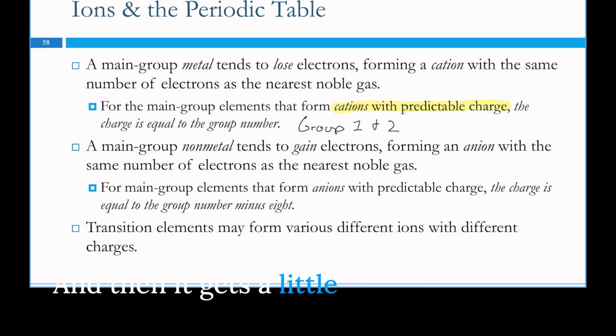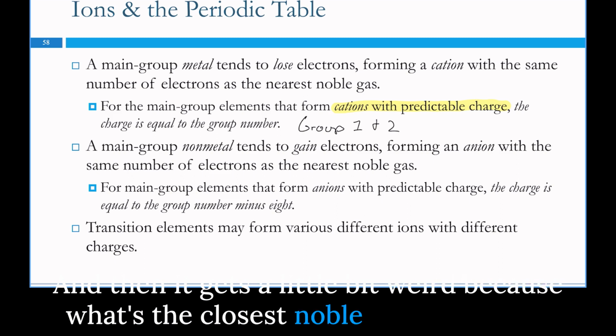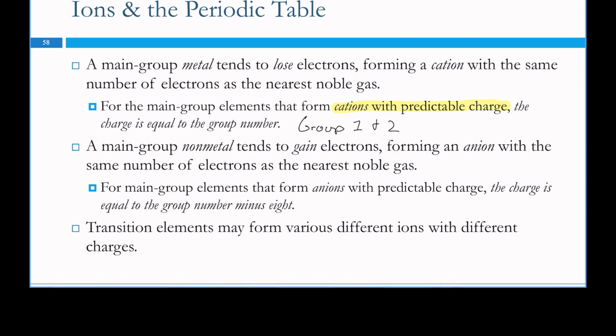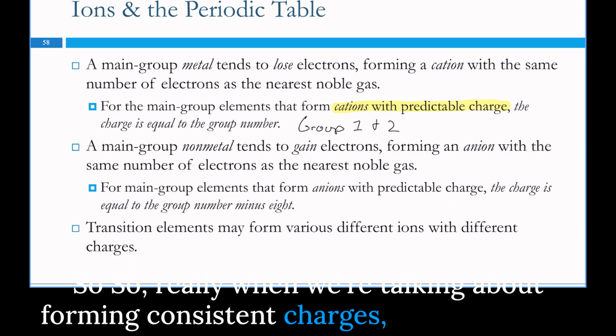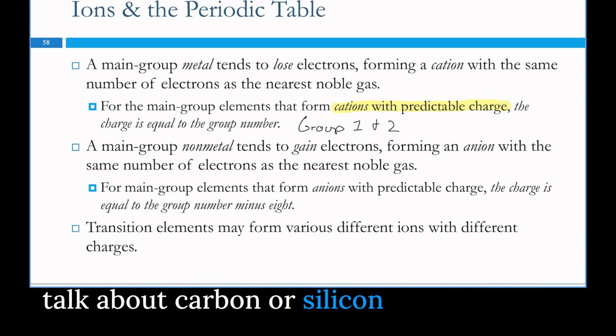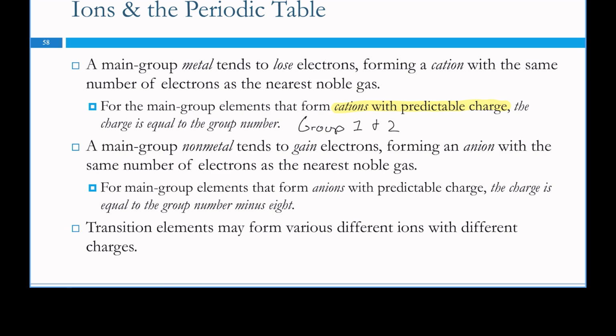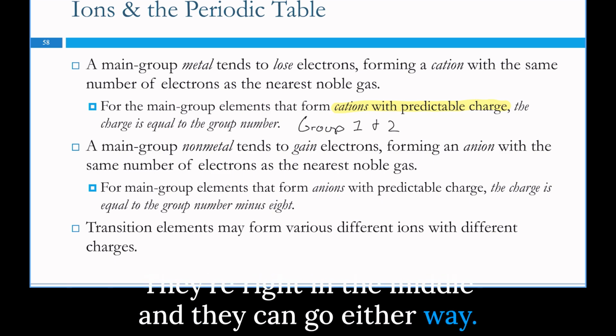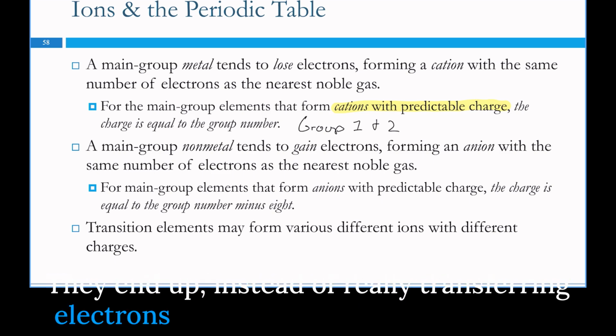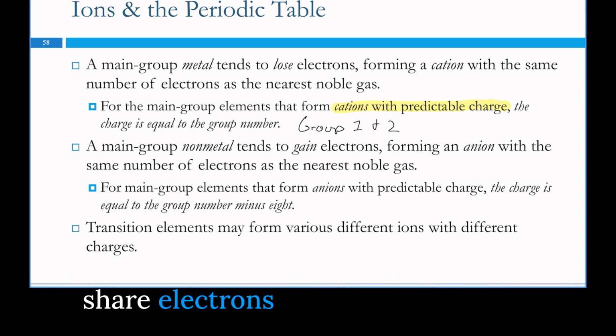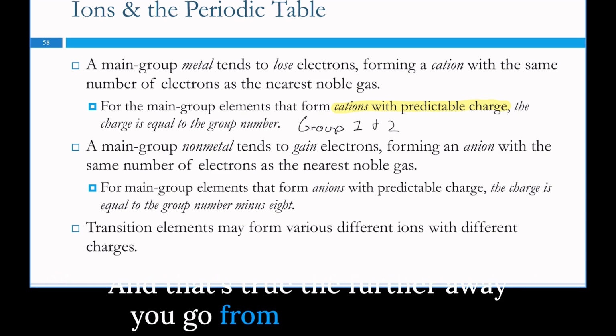And then it gets a little bit weird because what's the closest noble gas for carbon? It's in the middle. So really when we're talking about forming consistent charges, we don't really talk about carbon or silicon or germanium. They're right in the middle and they could go either way. Instead of really transferring electrons and forming true charges, they share electrons more than anything. And that's true the farther away you go from the noble gases.